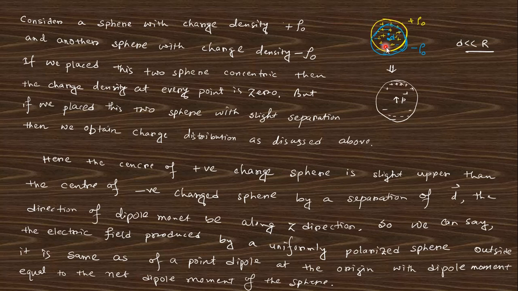Now if we take a concept, that is, if you superimpose two spheres: take a positive charge density rho 0 for one sphere, and another sphere with charge density minus rho 0, and superimpose them concentric, that is their centers are the same, then the total charge density is 0 everywhere. But if you displace them slightly, you can see here there is a positive charge density, which is maximum and then reduces, and there is a negative charge density, which is maximum and then reduces, and in the interior region this will be 0.